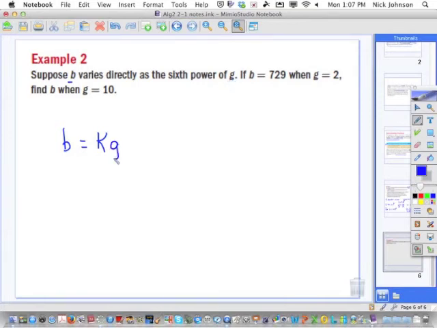So G to the 6th power. Okay. So I got my equation. I'm going to use these two things to find my constant of variation, my k. 729 is equal to k times 2 to the 6th power. And you all are going to tell me 2 to the 6th power is 64.